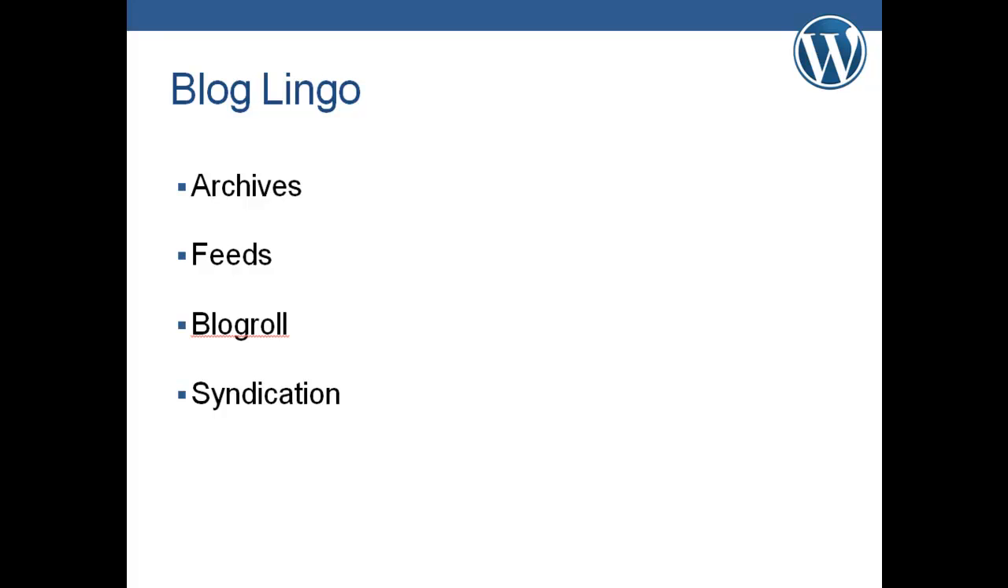Blogroll. Like I said in the diagram, a blogroll is usually a list of third-party sites that are in some way related to the blog or a certain post. So basically just links to other sites.